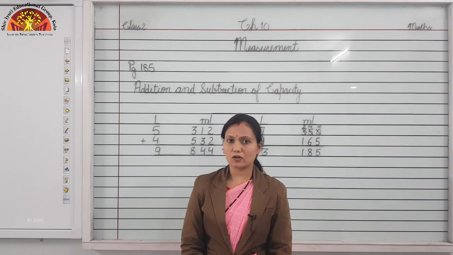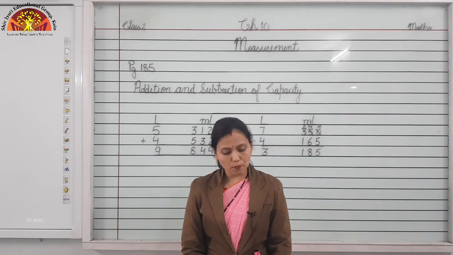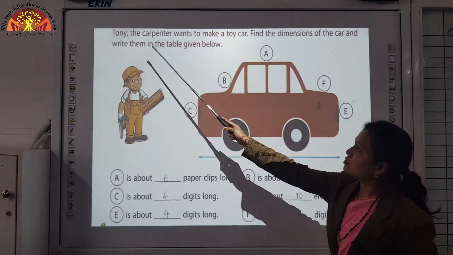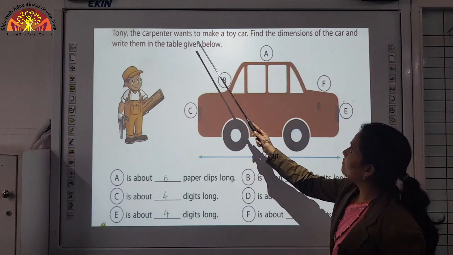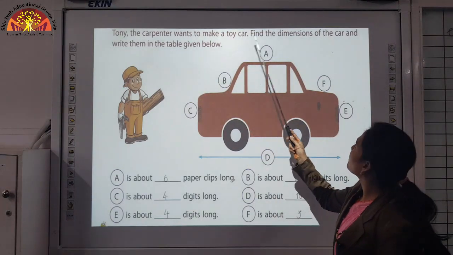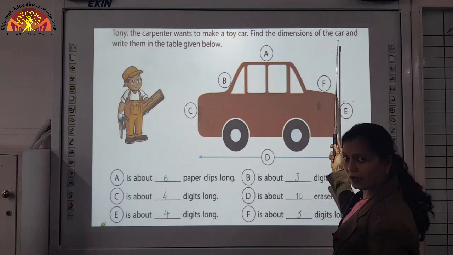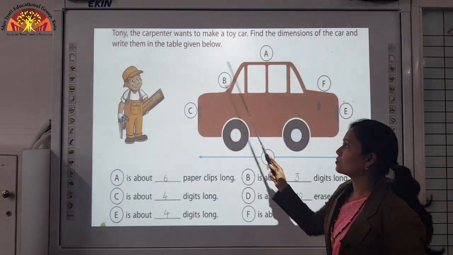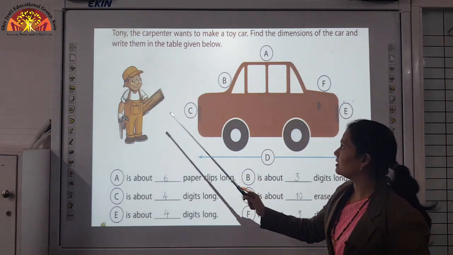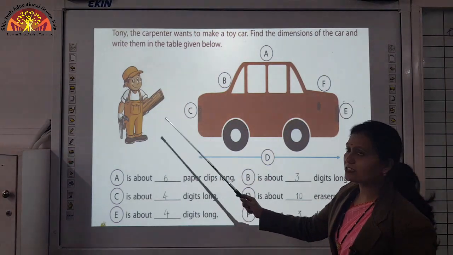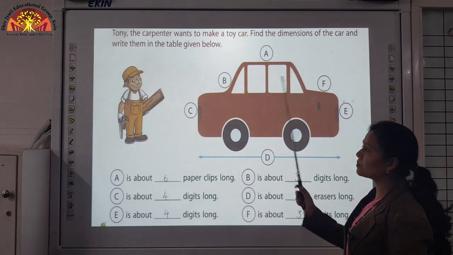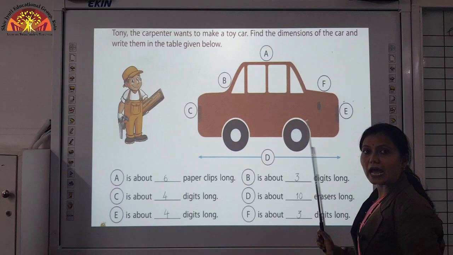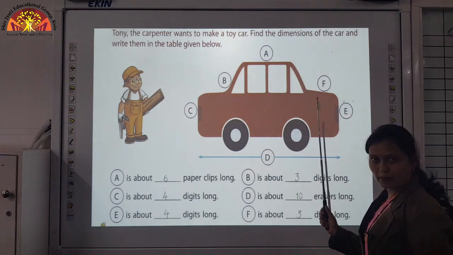Now let's see the bookwork of this chapter. Students, open page number 174. Tony, the carpenter, wants to make a toy car. Find the dimensions of the car and write them in the table given below. So this is a boy named Tony. He is a carpenter and he has to make a toy car. Some dimensions of the car are given here and we have to identify these dimensions.